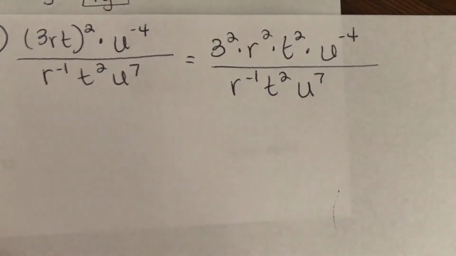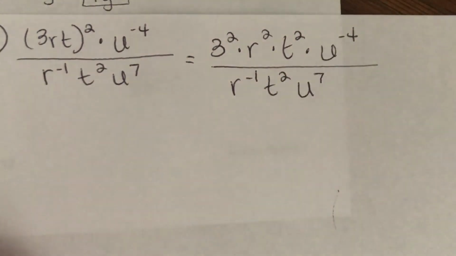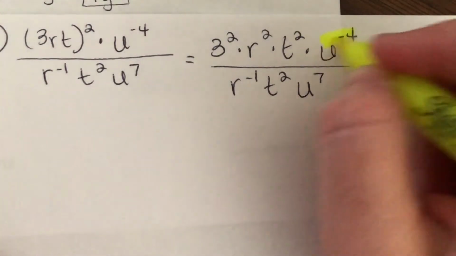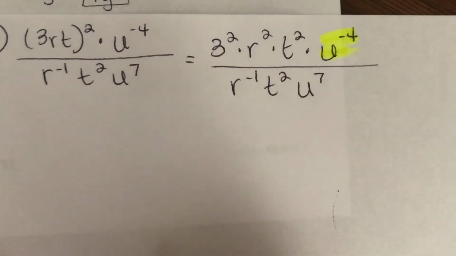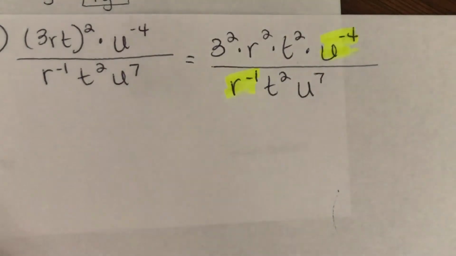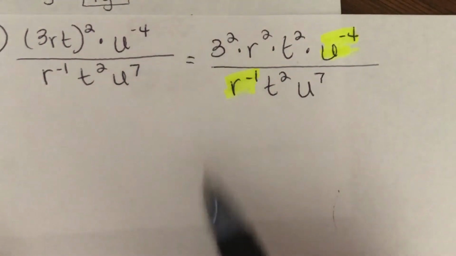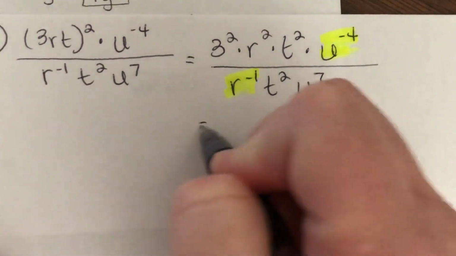Okay, so what do I notice right away? First thing I want to do, actually, is anywhere I see a negative exponent, I want to make sure I move it, because I don't want to deal with negative signs. I don't like dealing with that. So this u to the negative 4 and this r to the negative 1, they're both in the wrong spot. So this guy needs to come down. This guy needs to come up to the top. So that's what I'm going to work on first.